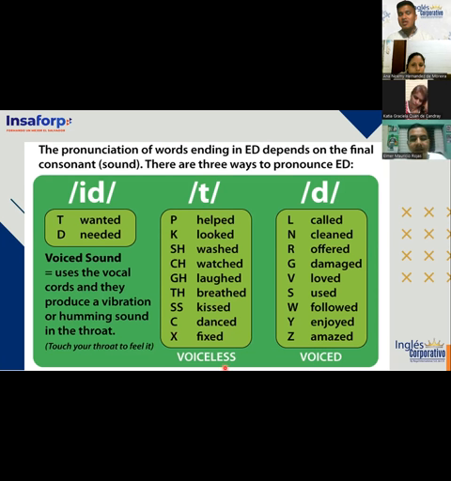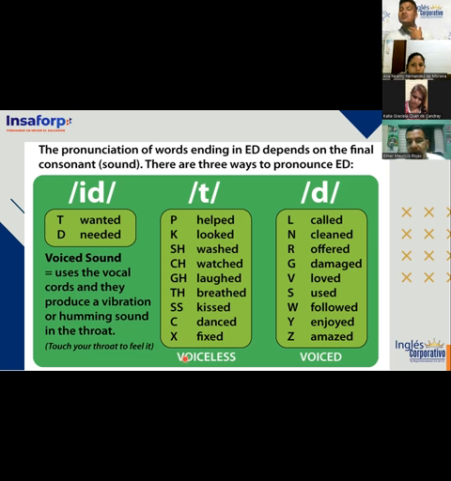In this case, this sound is voiceless. Helped. Why do we call it voiceless? Because it does not produce any vibration. There's no vibration in your throat.